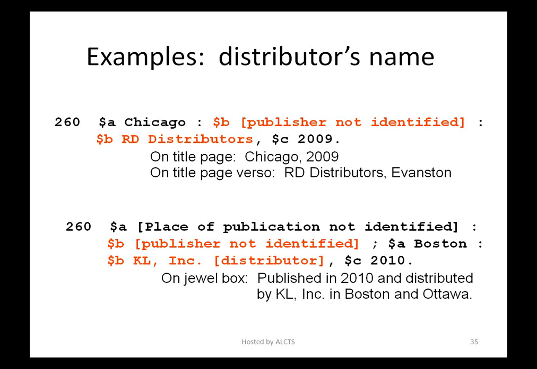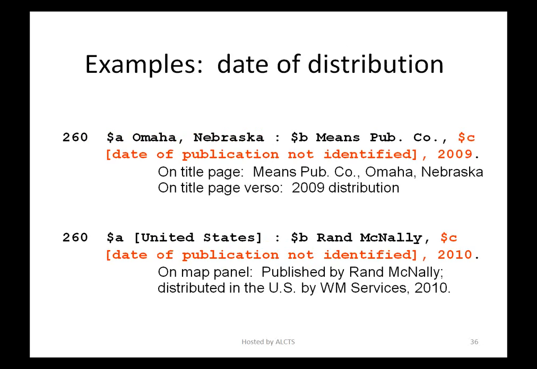Here's an example of a date of distribution where we have the name of the publisher, we have the place of the publisher, but we don't have the date of the publication. Now that's a required element, it's core, so we would record that as date of publication not identified followed by the year of distribution, because when the date of publication is not identified, if you know the date of distribution, it becomes core.